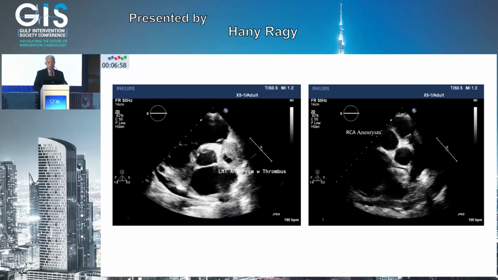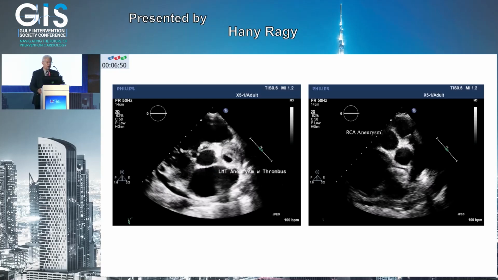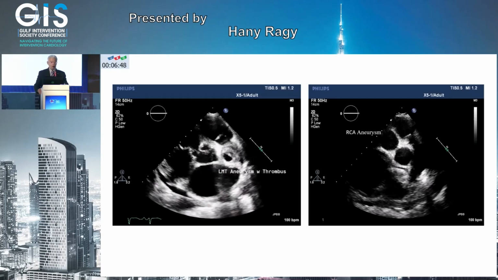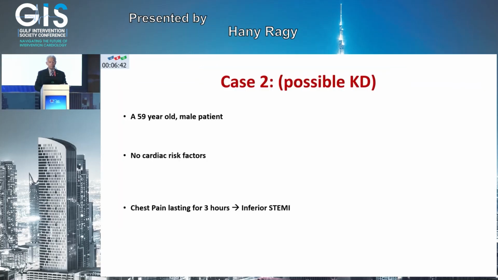You could even see it on echocardiography. You see the left main aneurysm with thrombus, by echo. For those patients, like I said, restore flow and send to bypass.